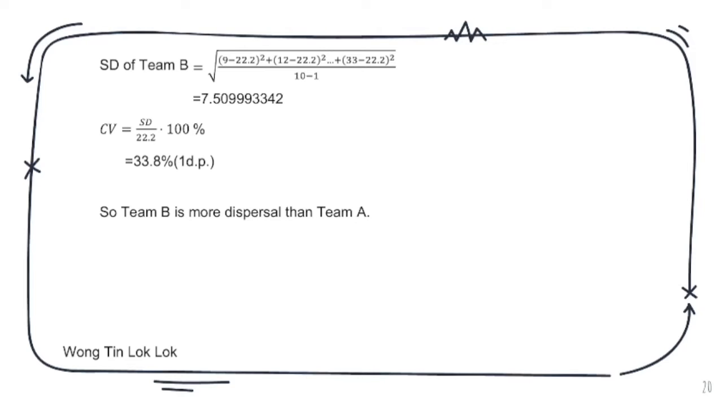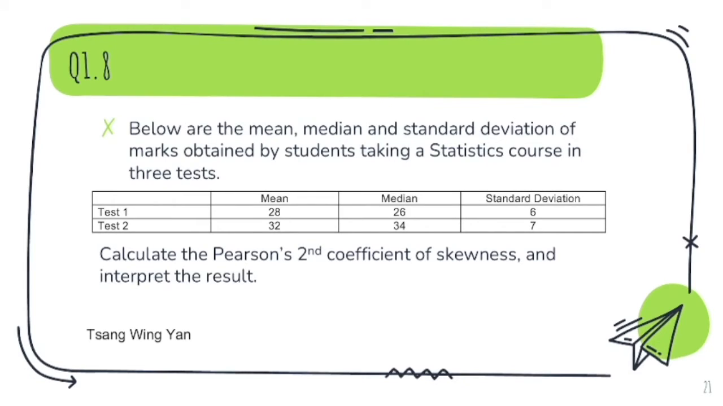As the CV of Team B is greater than the CV of Team A, Team B is more dispersed than Team A. I'm Zheng Yan and I'm responsible for question 1.8.